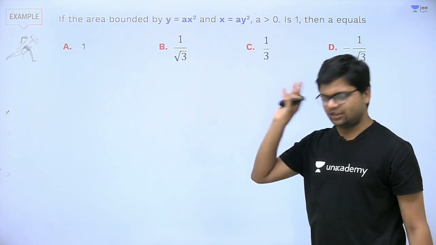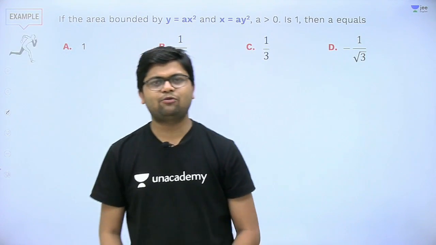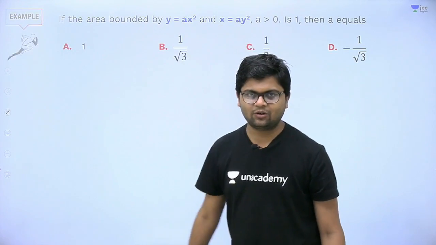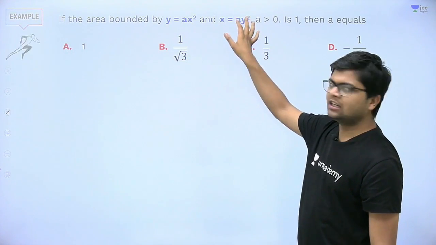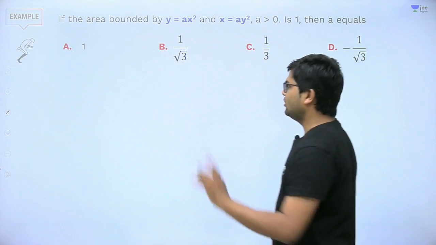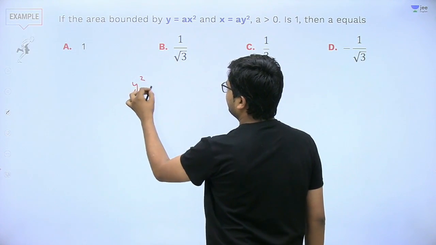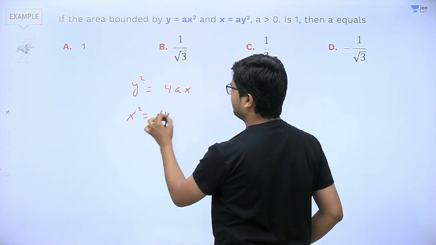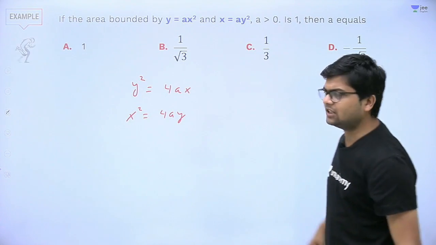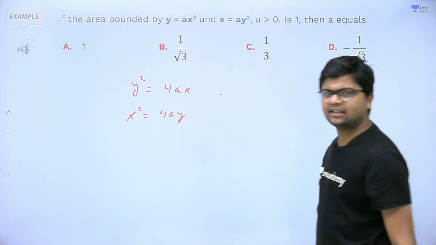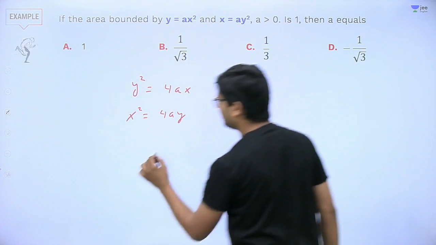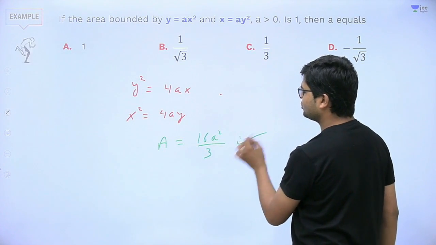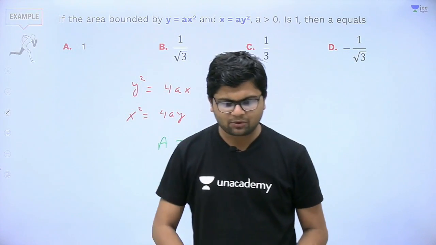This is a very simple question. For this question I have included it so that you can remember the formula for the area that is bounded between two standard parabolas. If the area bounded between this and this is 1, then you need to find out a. Y square equal to 4ax, this is a standard parabola 1, and x square equal to 4ay, this is parabola 2. These are two standard parabolas. This one is on the x-axis, this one is on the y-axis. The area bounded between these two parabolas will have the formula 16a square by 3. That you should remember. This formula you should remember. It will help you solve very good questions.